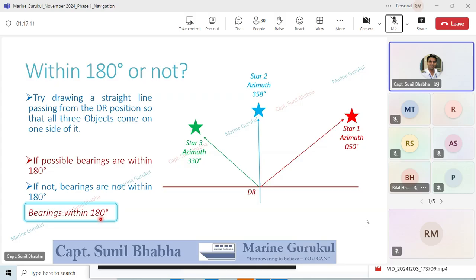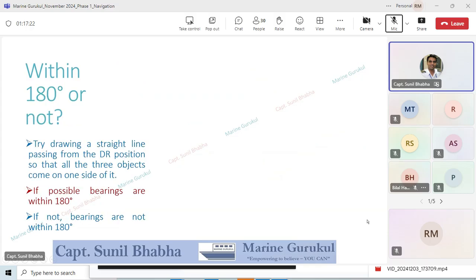The second scenario where the bearings are not within 180 degrees also in the next slide. Let's now try to see an example where the bearings do not lie within 180 degrees or they are stretching outside 180 degrees. We follow exactly the same procedure. We make a small diagram, rough diagram.